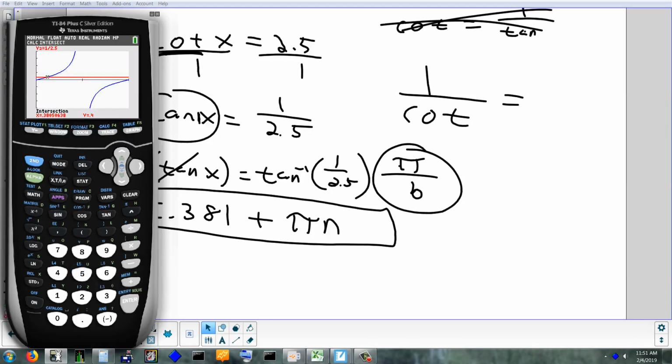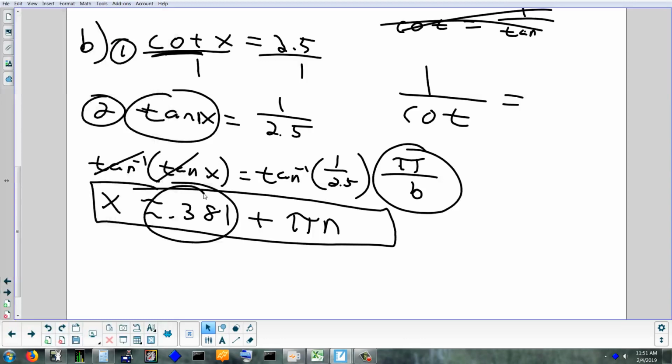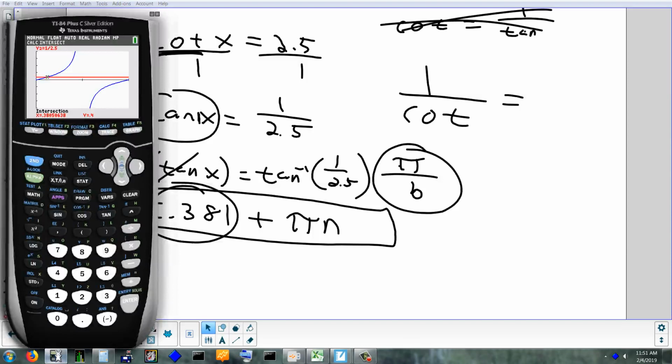So now the next cycle will have an answer at 0.381 plus pi. Whatever 3.14 is plus 0.381, that's the next time that these two graphs cross. How about after that? Add another 3.14. After that, add another 3.14. Just keep adding 3.14 to that number, and that's where they cross every time. Any questions why you don't need the second answer here? There is no second answer. Because we set our window to one cycle, I only see one answer on the screen.